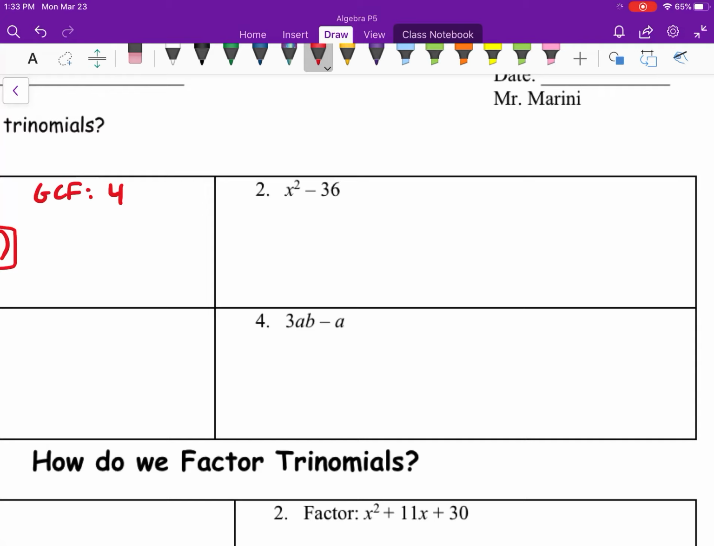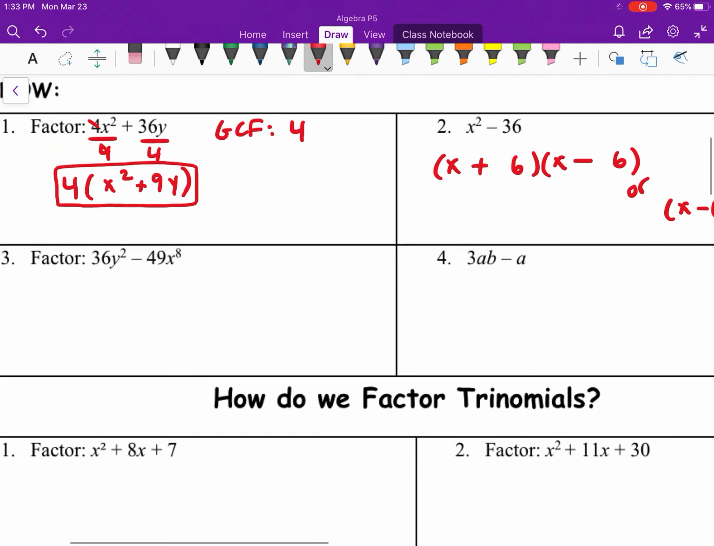Taking a look here at number 2, I notice that those two terms do not have anything in common. So we can't factor that with the greatest common factor, but we can factor that with the difference of two perfect squares, which we did today, or yesterday if you're watching this video on Tuesday. X squared is a perfect square because it's x times x. 36 is a perfect square because it's 6 times 6, and one gets plus and one gets minus. You can also write your answer as x minus 6 times x plus 6. That's the same thing. Doesn't matter which order you put it in.